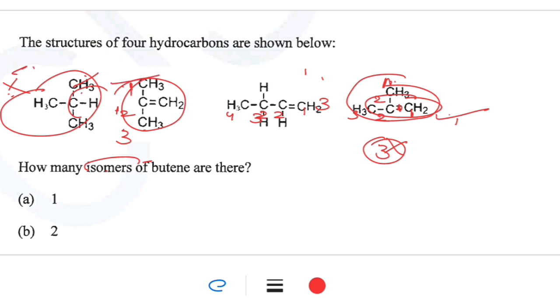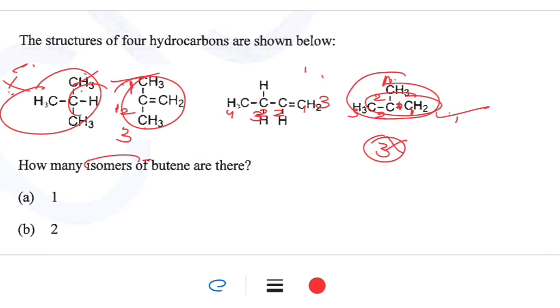So you can't say these two are different isomers. When the structures are the same, we can't count them separately. So here we can see only 2 isomers of butene. So the correct answer over here is 2.